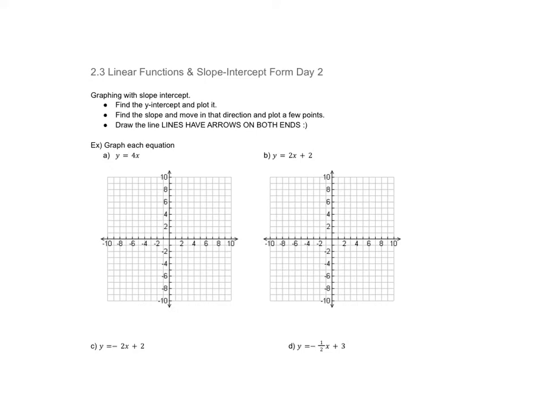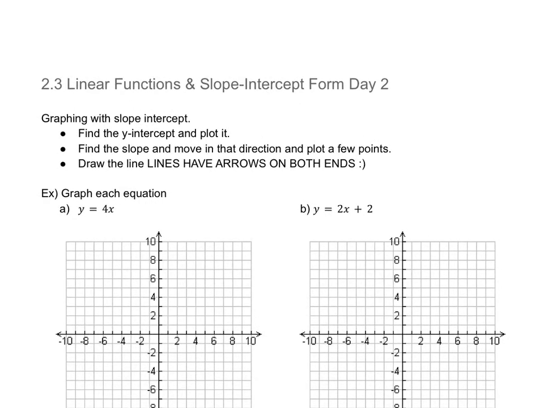All right, so now day 2 of 2.3 is all about actually graphing those lines. Whenever you're graphing with slope-intercept form, you're going to find the y-intercept first and then plot it. And then find the slope and move in that direction and plot a few points. So do it a couple times. So just remember, slope is rise over run.